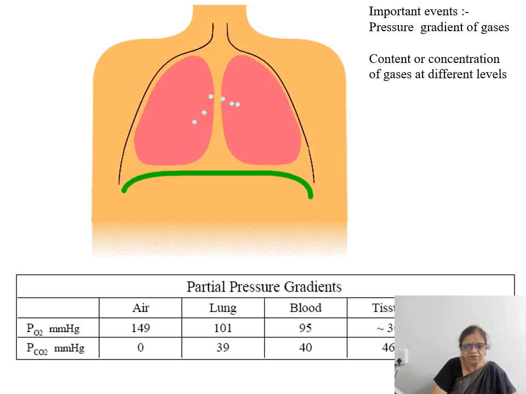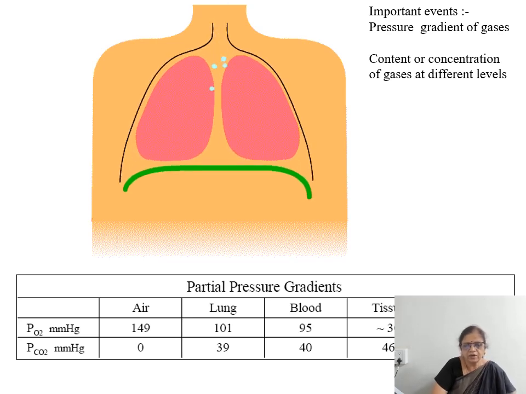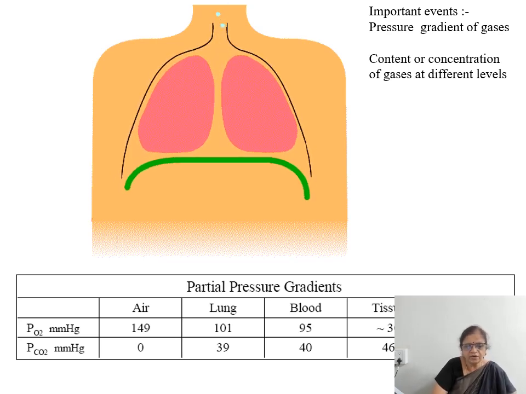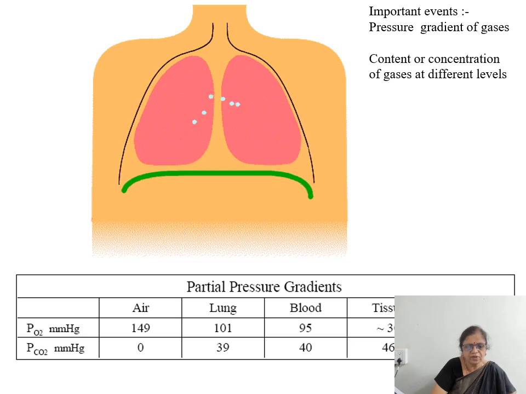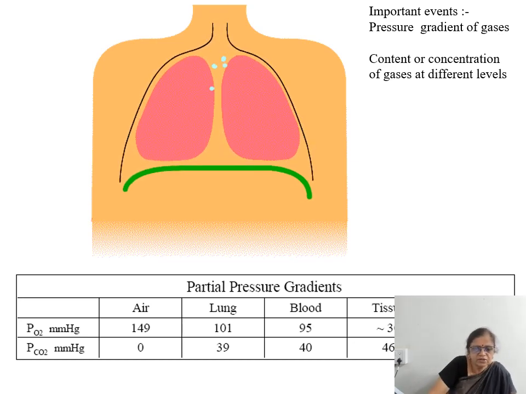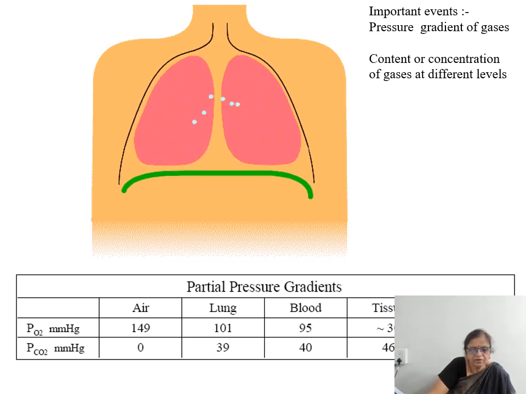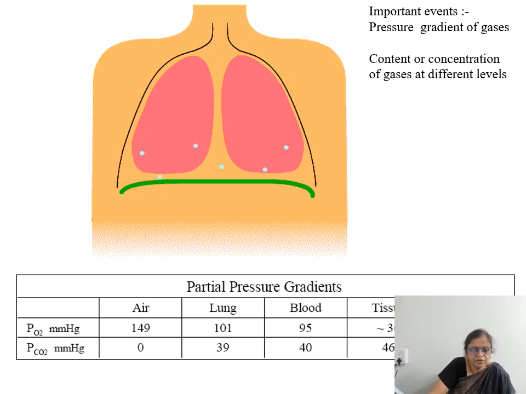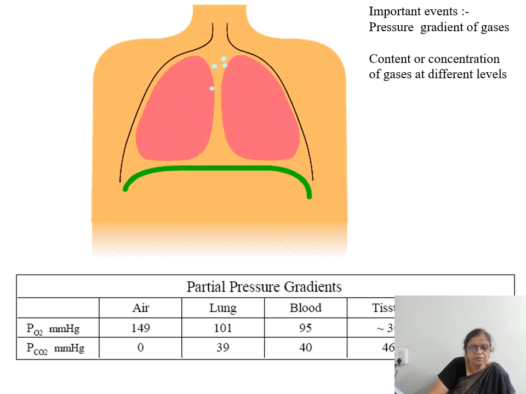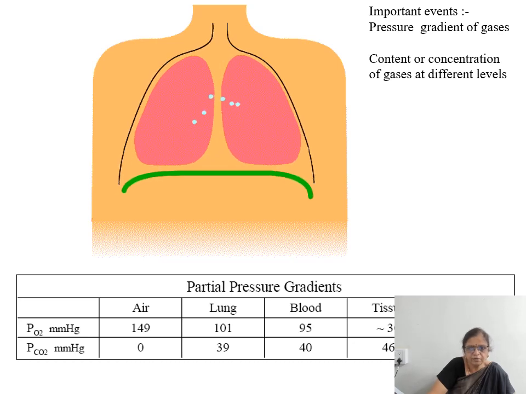What is the difference is only 1 millimeter of mercury. This will help in carbon dioxide release from blood into the lungs, and from lungs into the atmosphere. You can see the concentration gradient is so much different, approximately 39 or 38 millimeters of mercury pressure gradient, which will make the carbon dioxide diffuse out very easily during the expiration process.